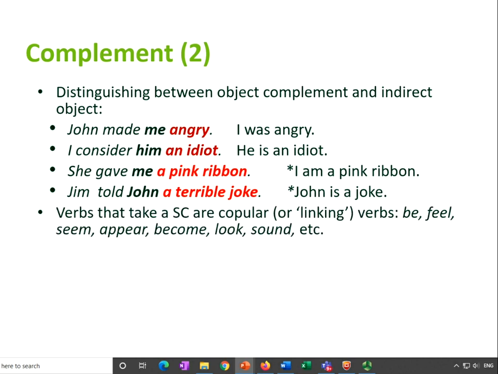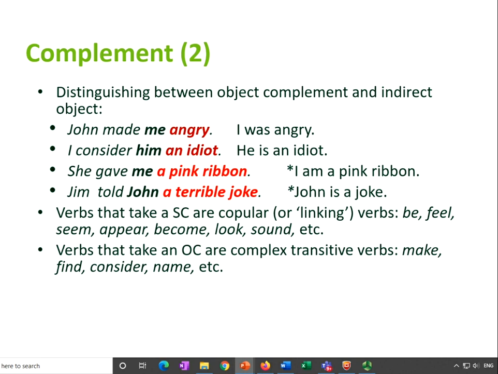So verbs that take a subject complement are called copular or linking verbs. So the most frequent one is be, but also feel, seem, appear, become, etc. And verbs that take an object complement are called complex transitive verbs. So verbs like make, find, consider, name, not so many of them.